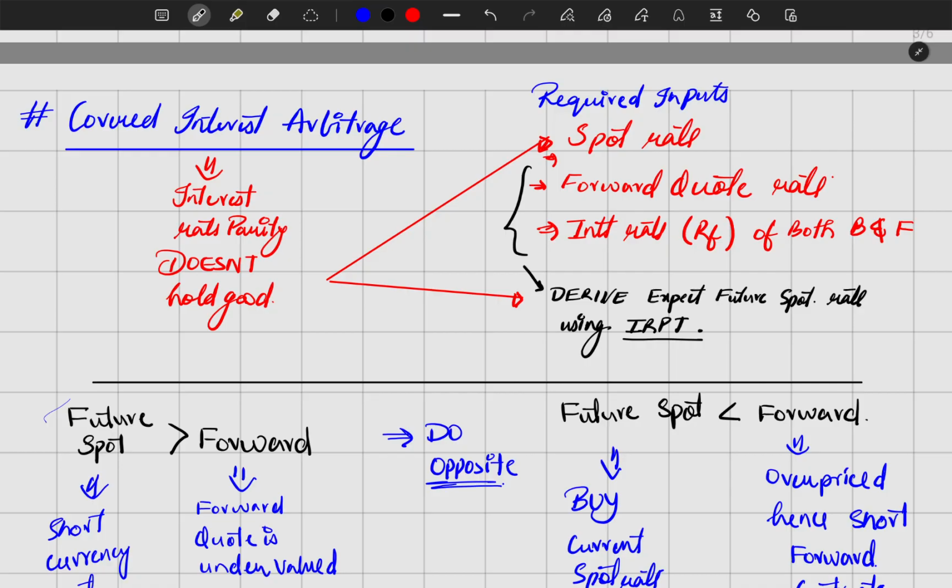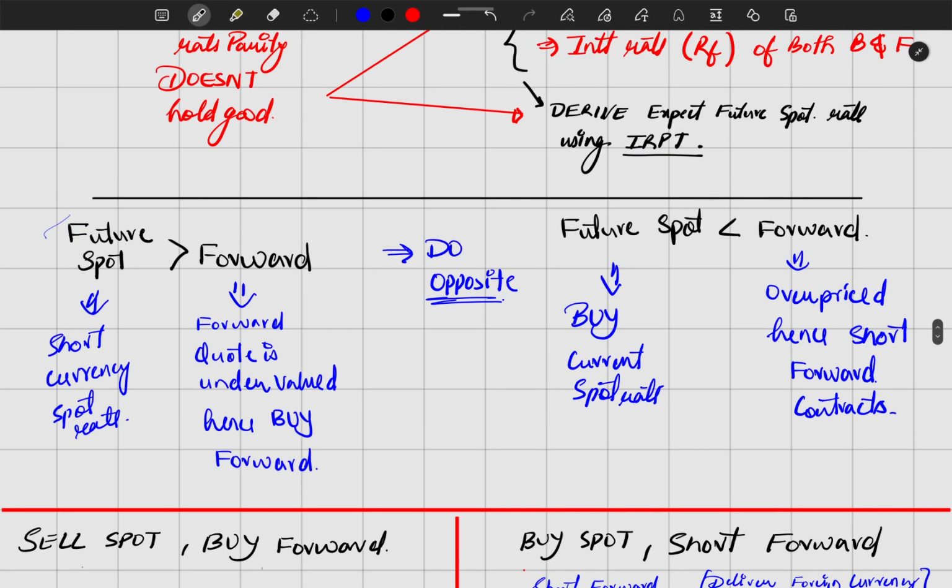What do you mean by interest rate parity not holding? You get an expected spot rate which is not equal to the forward rate that is quoted in the markets. So either the forward rate could be undervalued or it could be overvalued. If the forward rate is undervalued, you want to buy the forward rate. And if the forward rate is overvalued, you want to short the forward contracts. Understand that when you buy a forward contract, you are contracting to buy the foreign currency at the future date. In order to buy the foreign currency, you need INRs at that date. And how do you get those INRs? You need a deposit in the home currency. And to make that deposit, you still need money.